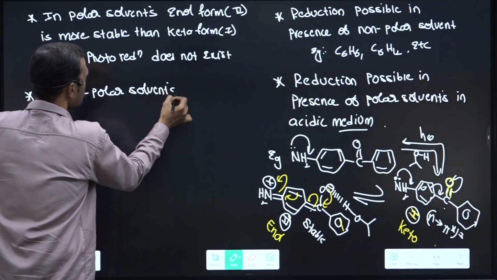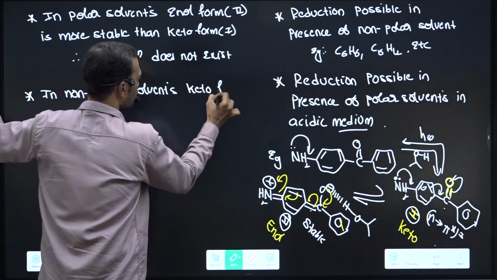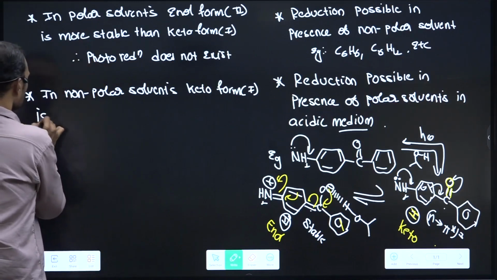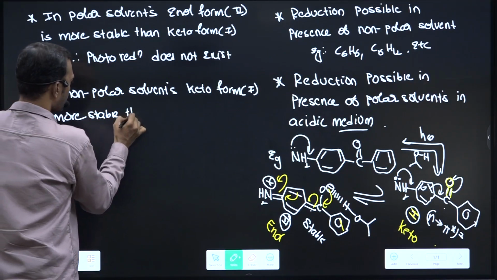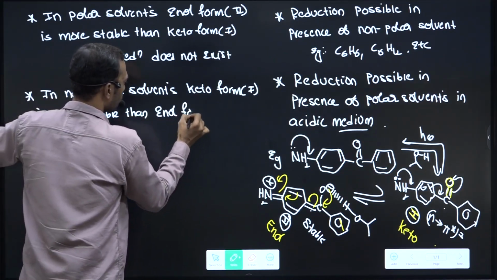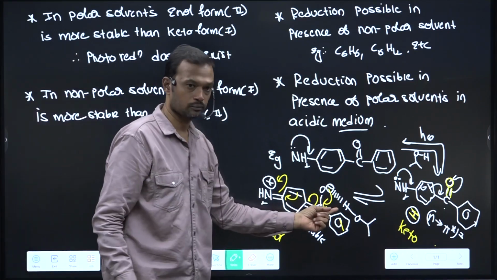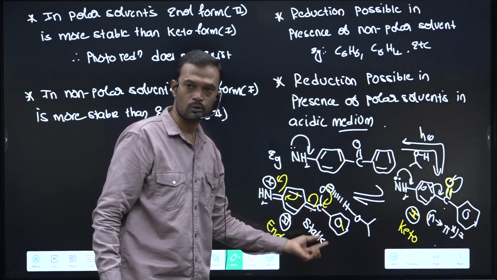This is enol. Ene plus alcohol, known as enol. So in non-polar solvents, keto form, 1, is more stable than which one? More stable than enol form, that is 2. So why is enol form stable in polar solvent? Due to hydrogen bonding. The reason is that the stability of enol form in polar solvent is due to hydrogen bonding.